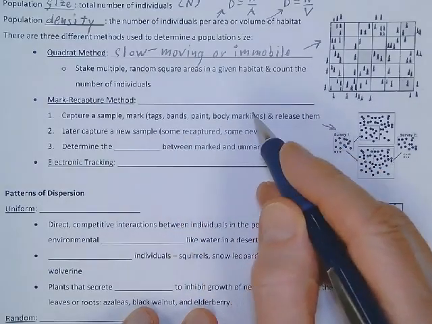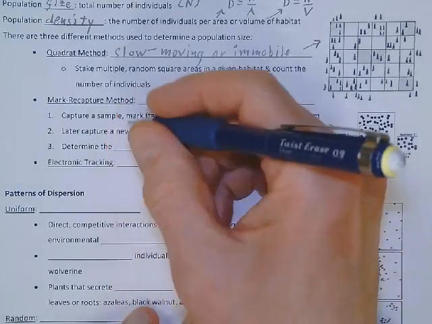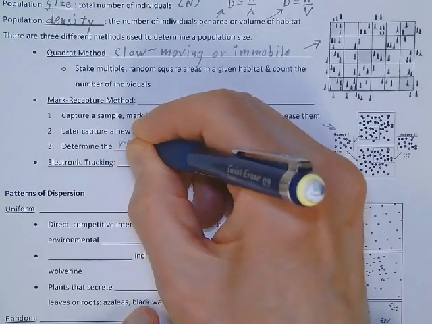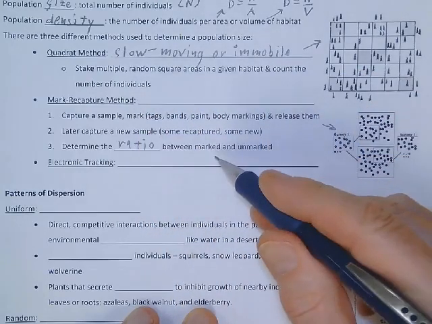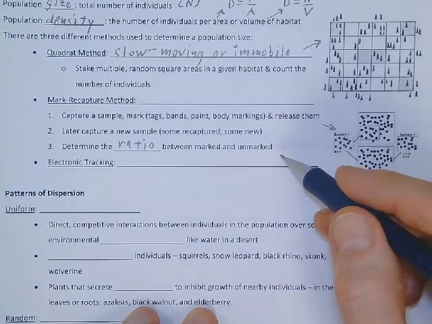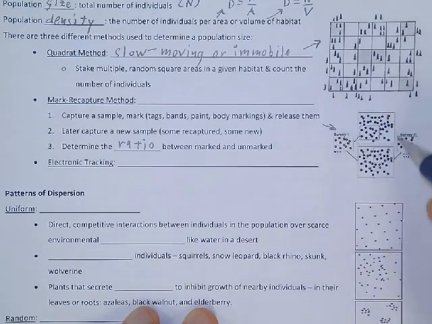So you capture them, you tag them, new, and you determine the ratio between the tagged or marked ones and the ones that were unmarked, and that'll give you some idea of what the population is for a much bigger area. It's very handy for animals that move around a lot.